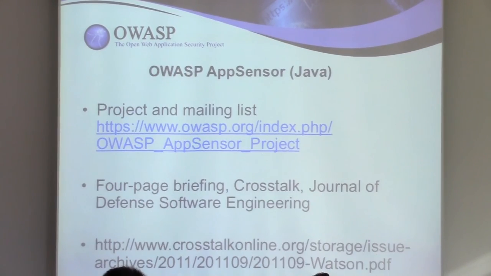So that's it for app layer intrusion detection. OWASP AppSensor is awesome sauce. This is from John Melton. Version 2 is about to go out. This is a way you can add detection points in your code to track attack situations, not outside in the product, but deep in the app itself.